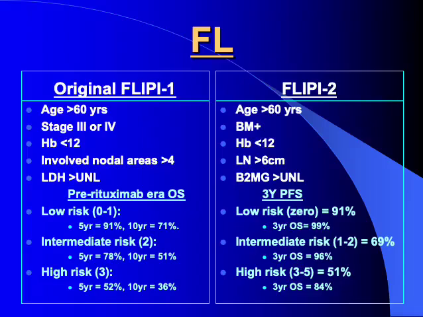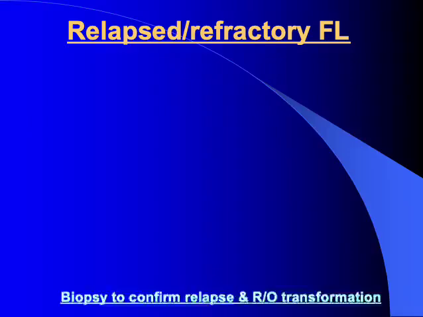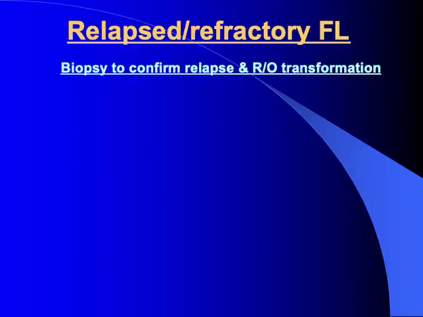To help decide who to treat, there is a scoring system called FLIPI, Follicular Lymphoma International Prognostic Index, taking into account age of the patient, stage of disease, hemoglobin, involved nodal areas more than 4, and LDH above upper normal. Based on that, we come up with low risk, intermediate risk, high risk. So that helps us decide who to treat, and now FLIPI is revised from FLIPI 1 to FLIPI 2.